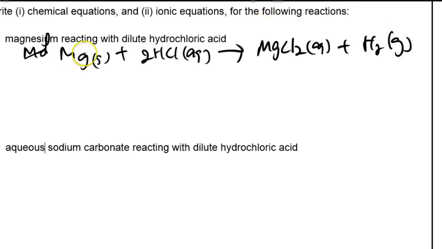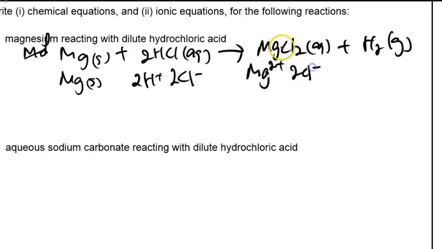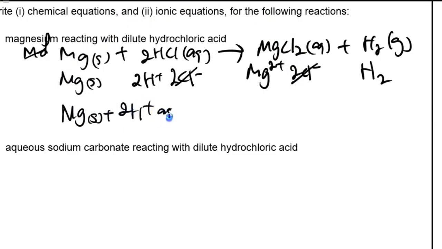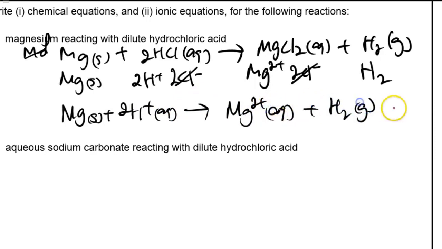So which one can we dissociate? We cannot dissociate Mg, it remains the same. We have 2H+, we have 2Cl-, because the 2 belongs to both of them. We have Mg2+ here, and we have 2Cl- because it's MgCl2, there's 2 of the Cl-, and we have H2. So now we cancel the like ions on both sides. We cancel this, and what is left is just Mg solid plus 2H+ (aq), giving us Mg2+ (aq) plus H2 gas. So this is the ionic equation for part A.